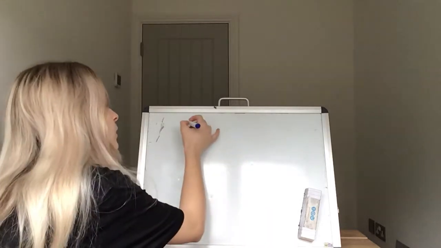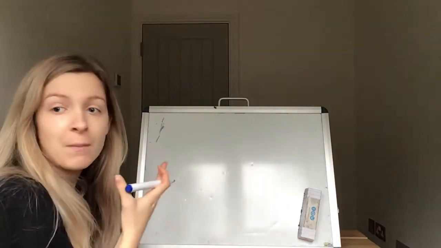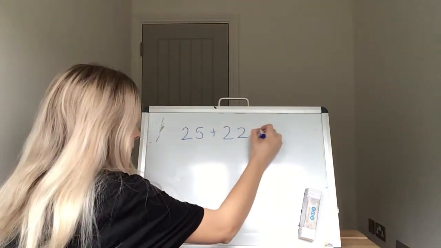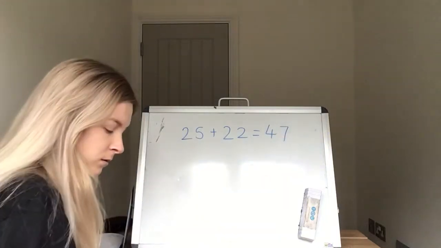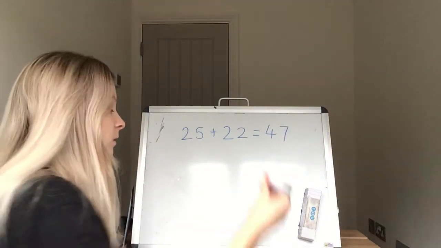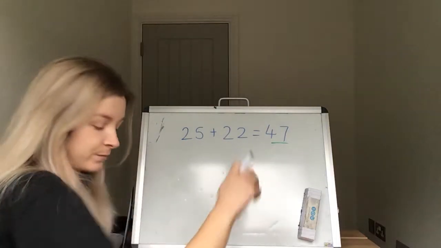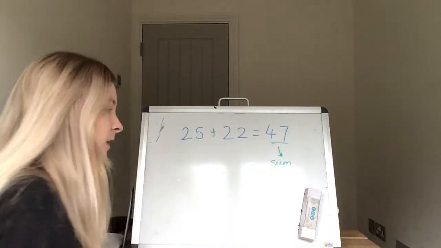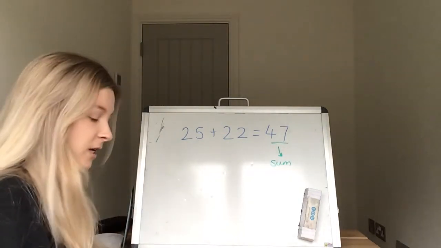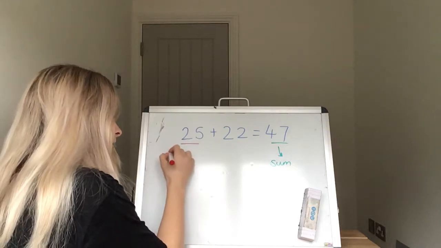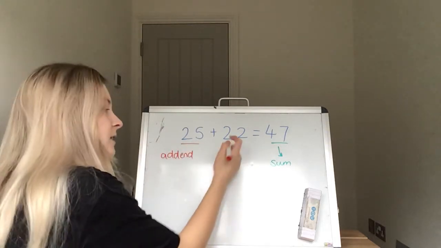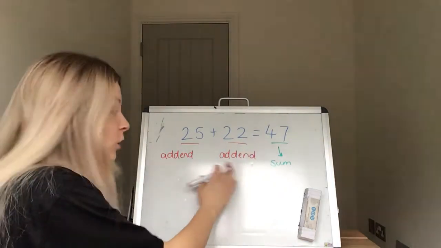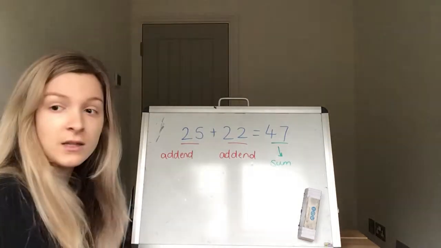If I give you any sum, it doesn't matter what the numbers are. What's this number? This number you should be thinking is the sum. And then 25 is an addend, and so is 22. 22 is the addend, okay? We have two addends that add together to create the sum, okay?